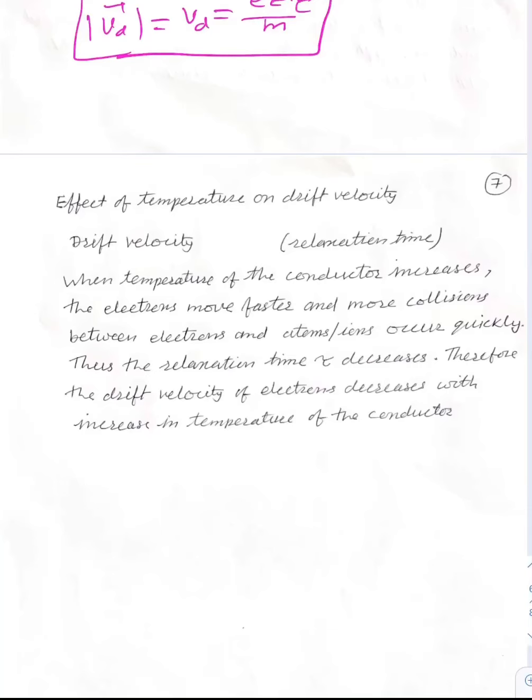Effect of temperature on drift velocity. Drift velocity Vd is proportional to tau, meaning relaxation time. When the temperature of the conductor increases, the electrons move faster and more collisions between electrons and atoms or ions occur quickly. Thus, the relaxation time tau decreases. Therefore, the drift velocity of electrons decreases with increase in temperature of the conductor.